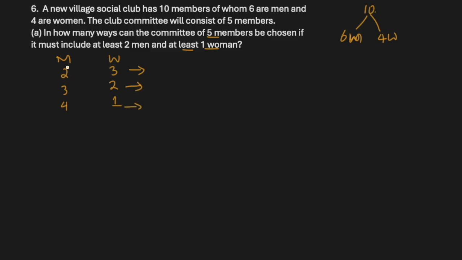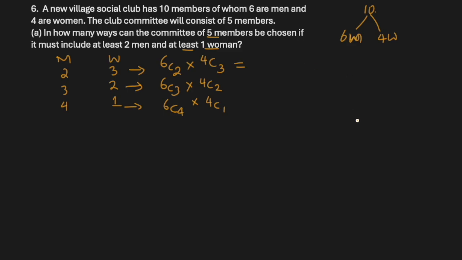So let's interpret them in combination form. We need to select any 2 men out of 6, so it will become 6C2. Then we will have 3 women out of 4, so 4C3. Similarly here it will be 6C3 and 4C2. And then we'll have 6C4 and 4C1.